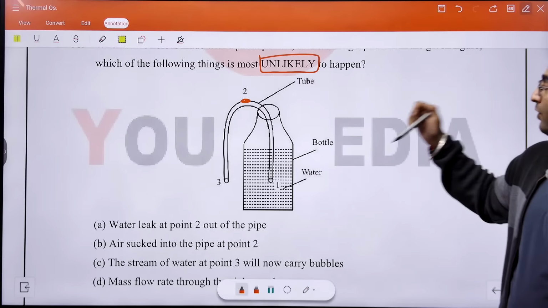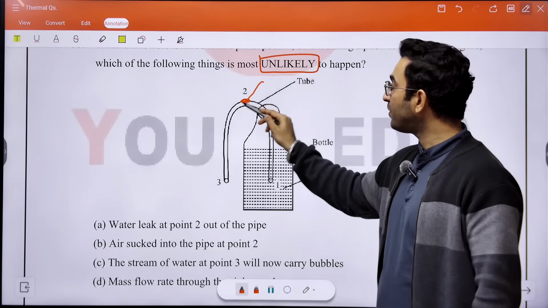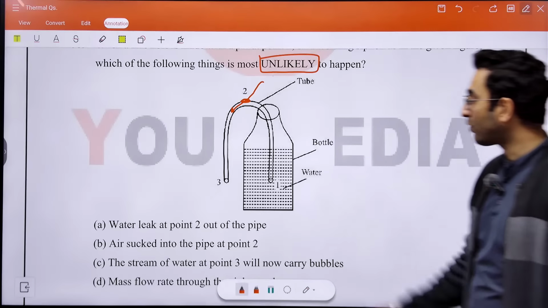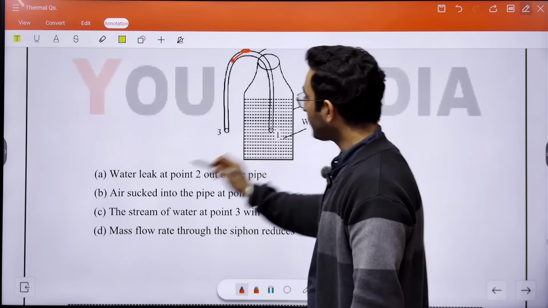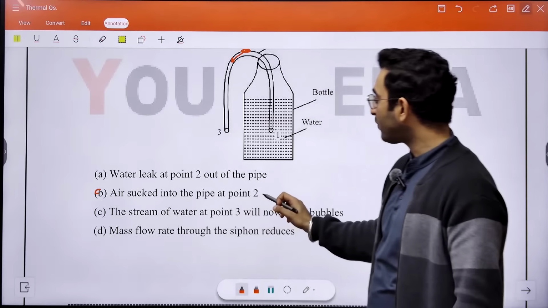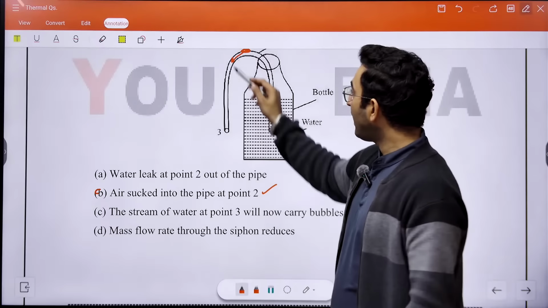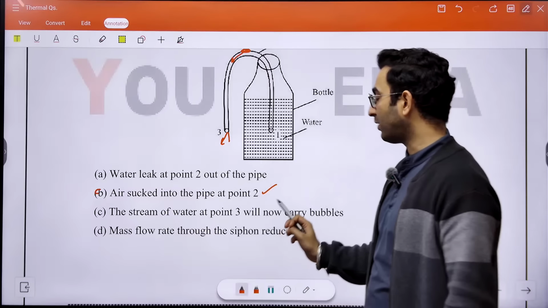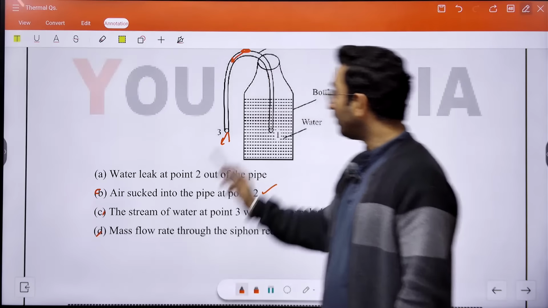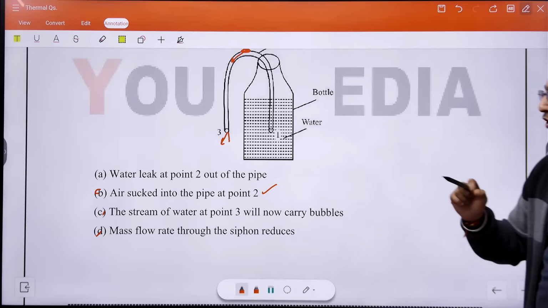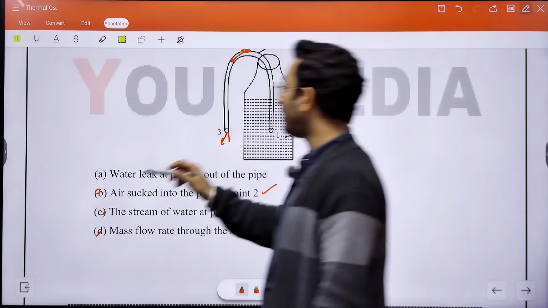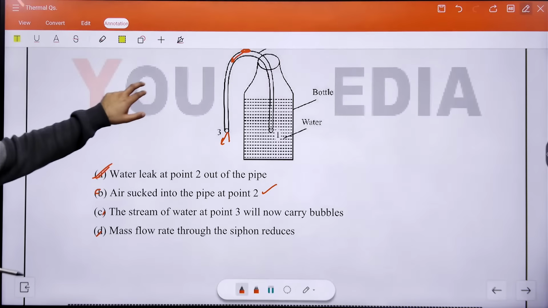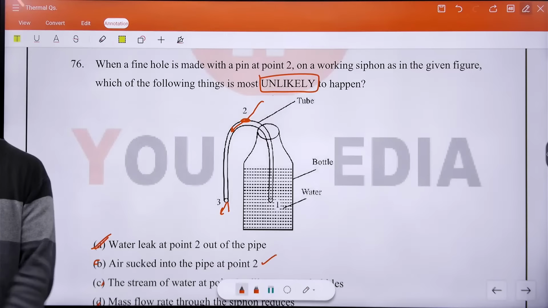Okay, and as an opening is there, in that case the air is going to be sucked into the pipe here. So as the air gets sucked into the pipe, correspondingly you are going to observe that first of all, option number B, air sucked into the pipe at point 2, it may take place. Second, as the air is sucking into the pipe, at the output you are going to observe the water coming out with the bubbles here. Okay, next part, due to the bubbles coming out of the siphon, the mass flow rate is also going to be reduced. Okay, so I can say option number A is going to be the correct answer in this case. Water leaks at the point 2 out of the pipe is most unlikely to happen here. There is very less chance here.